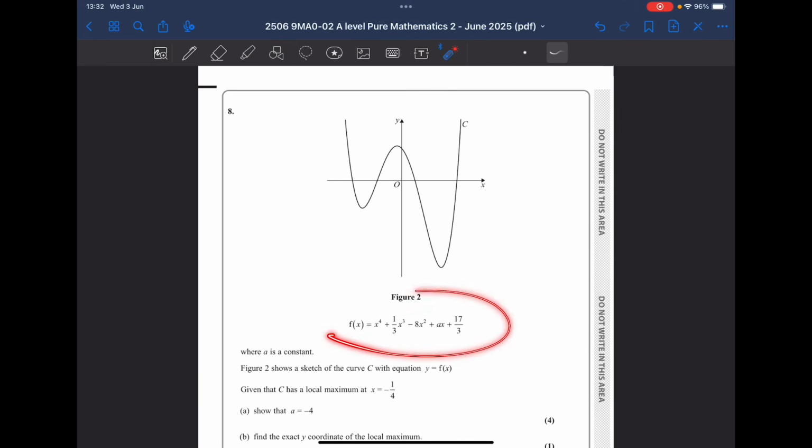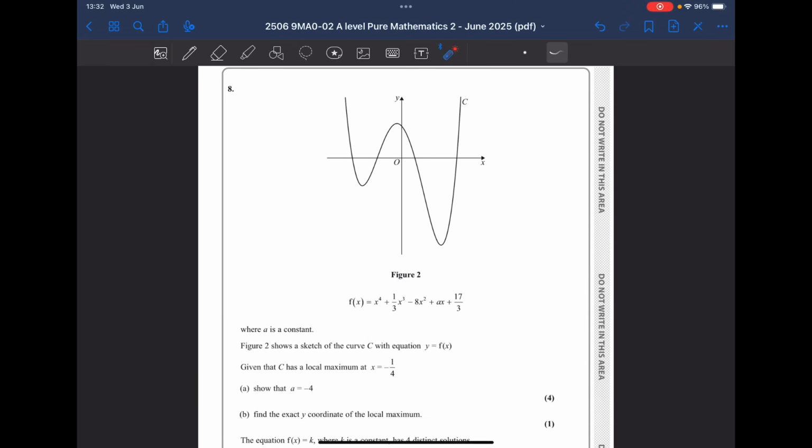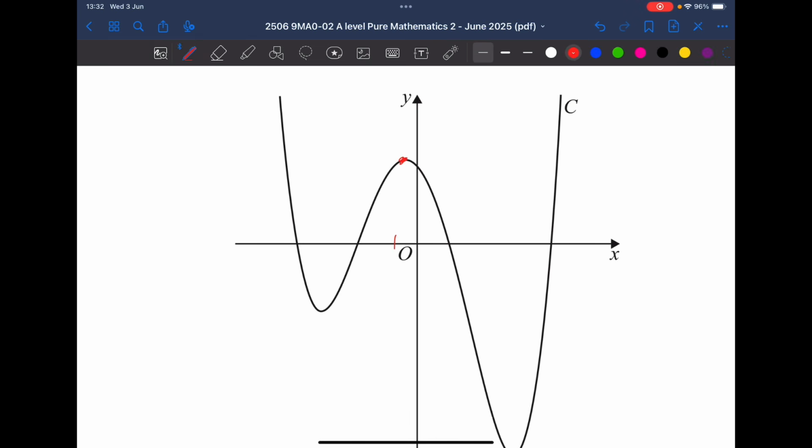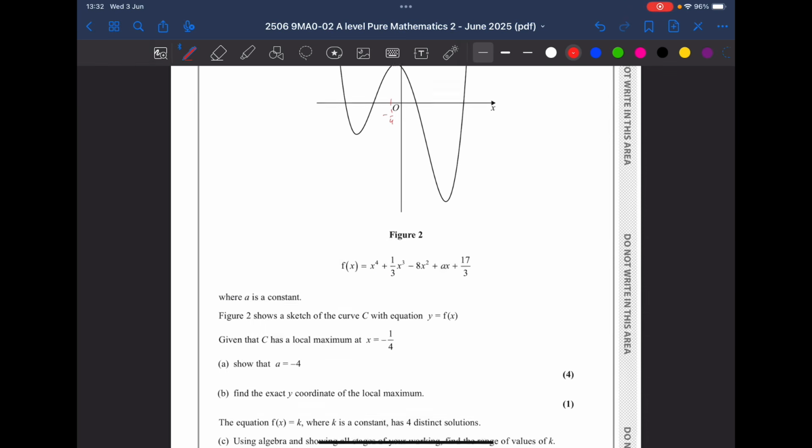So we've got some quartic. Figure 2 shows a sketch, blah, blah, has a local maximum at minus a quarter. So that's going to be this point, yeah, this thing here. So that is minus a quarter. Show that a is minus 4.